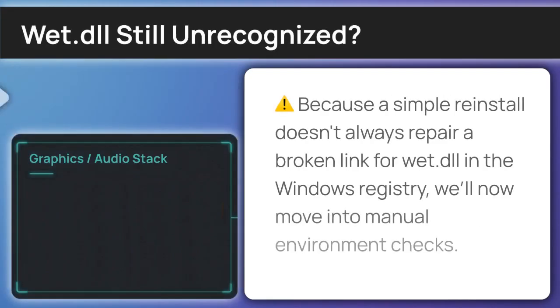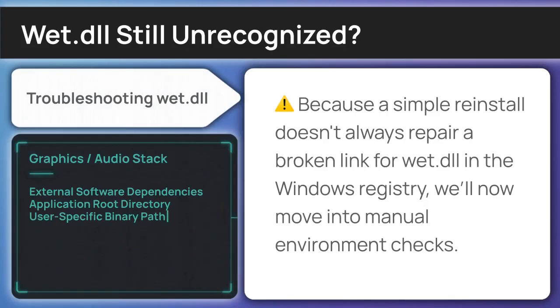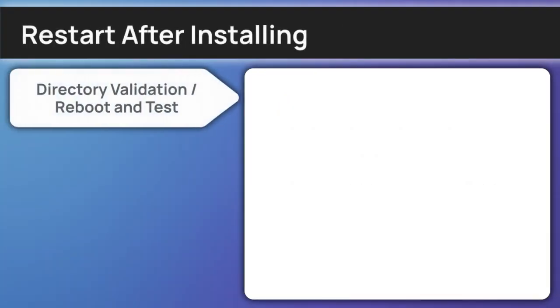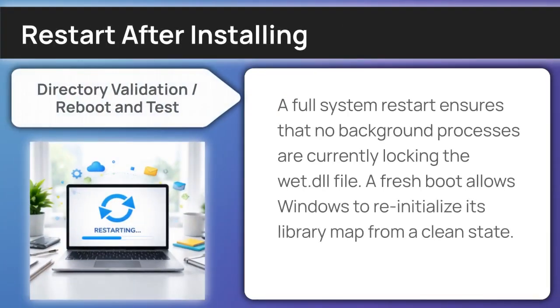Should the file remain missing after a reinstall, we need to ensure that the operating system is forced to re-index its shared library paths. A full system restart clears the temporary memory cache and allows Windows to attempt a fresh initialization of all required libraries, including Wet Library.